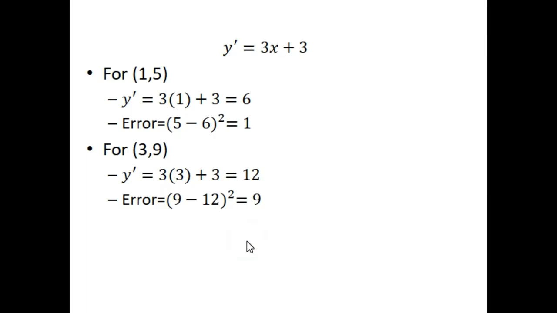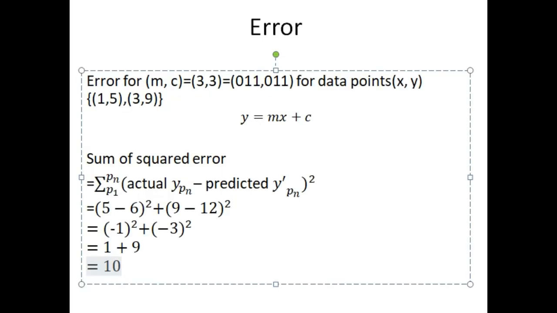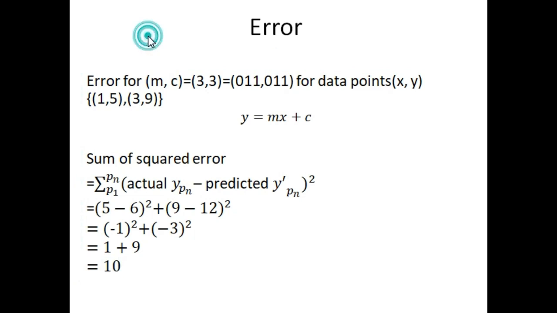But for the sum of squared error, I will add up all of these errors. So I calculate the sum of squared error. So the sum of squared error for this population, for these new chromosomes, which is equal to 3, 3, the error function, the sum of squared error is equal to 10.